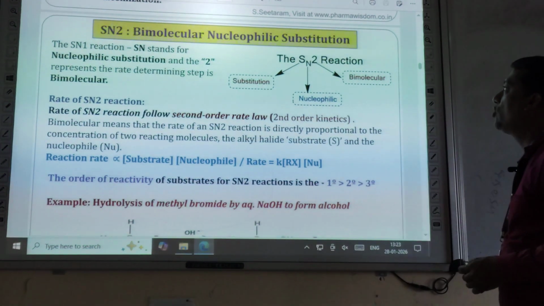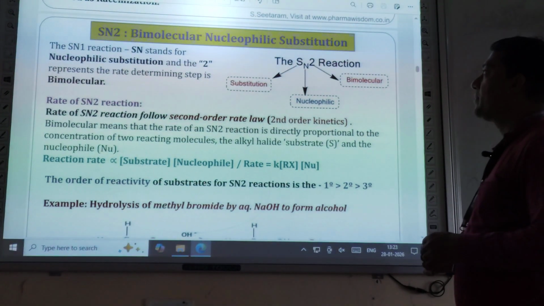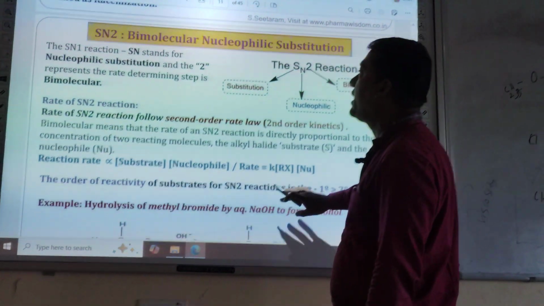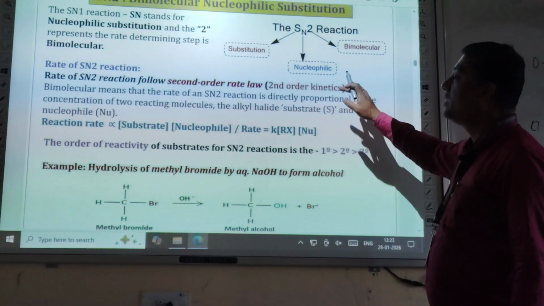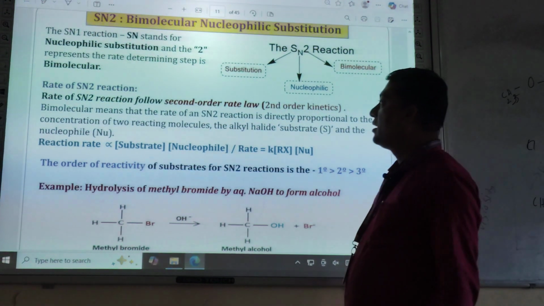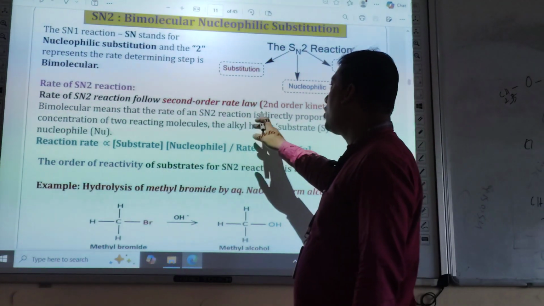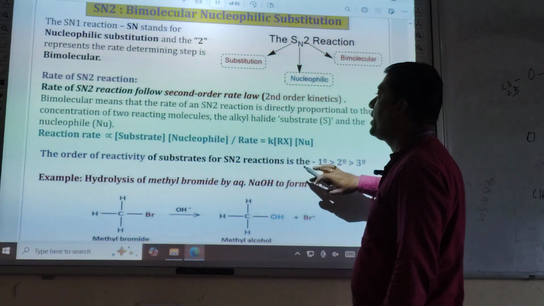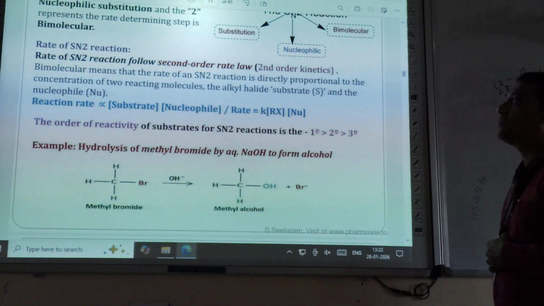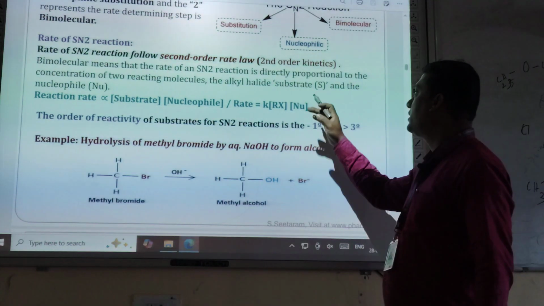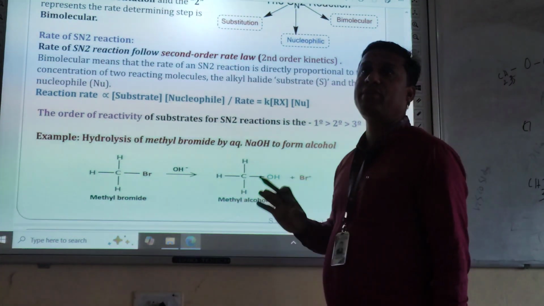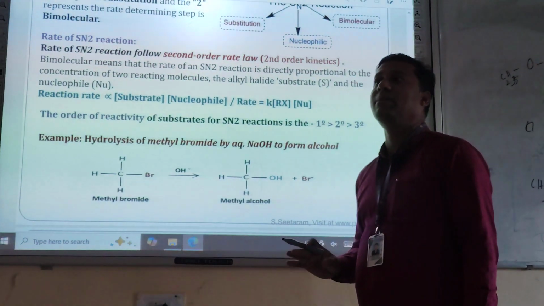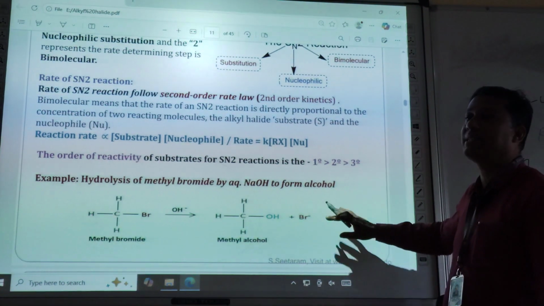Then the SN2 reaction, nucleophilic substitution bimolecular. SN stands for nucleophilic substitution, and 2 represents that the rate determining step is bimolecular. The rate of the SN2 reaction follows second order rate kinetics. Bimolecular means the rate is directly proportional to the concentration of 2 reacting molecules, the alkyl halide, that is the substrate, and the nucleophile. The rate depends on the concentration of both, that's why it is known as SN2.